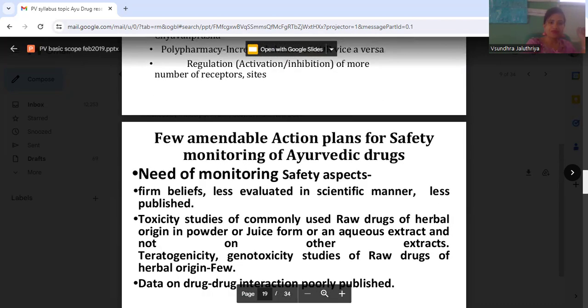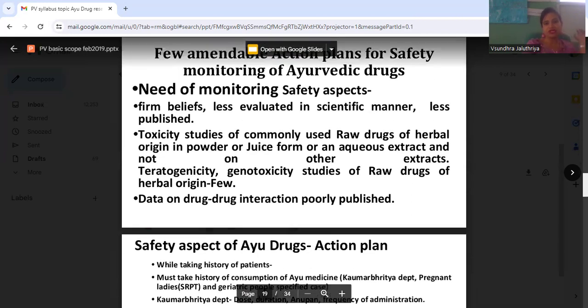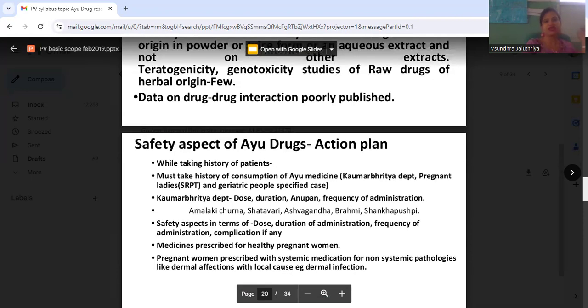Amendable action plan for safety monitoring of Ayurvedic drugs. Need for monitoring safety aspects: firm belief, but less evaluated in a scientific manner. Few toxicity studies published on commonly used raw drugs of herbal origin, in powder and juice form, in aqueous extract and not in other extracts. Teratogenicity and genotoxicity studies of raw drugs of herbal origin, and data on drug-drug interaction, are poorly published. Safety aspect of ASU drugs and action plan.